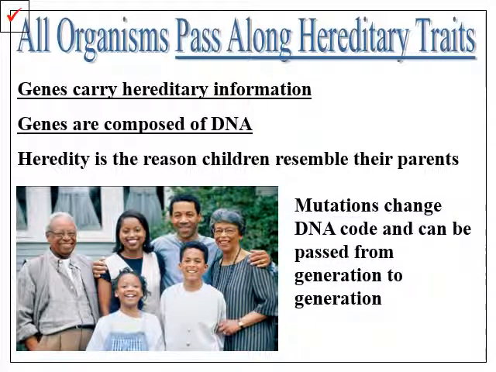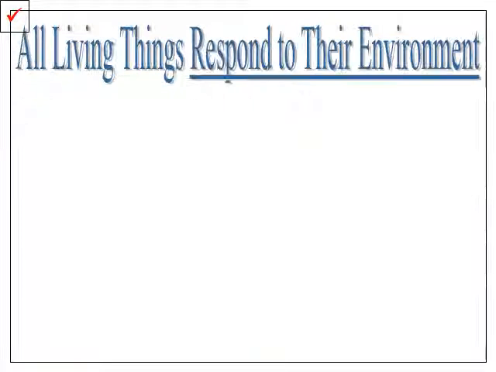Now mutations can change the DNA code and can be passed on from generation to generation as well. But primarily the important thing here is that we are passing genes on, or genetic information, from one generation to the next. Now, this does not mean that you are identical copies of your parents. Most likely, you'll find that you have certain traits that are more like your mother and certain traits that are more like your father. So that's basically how that works.